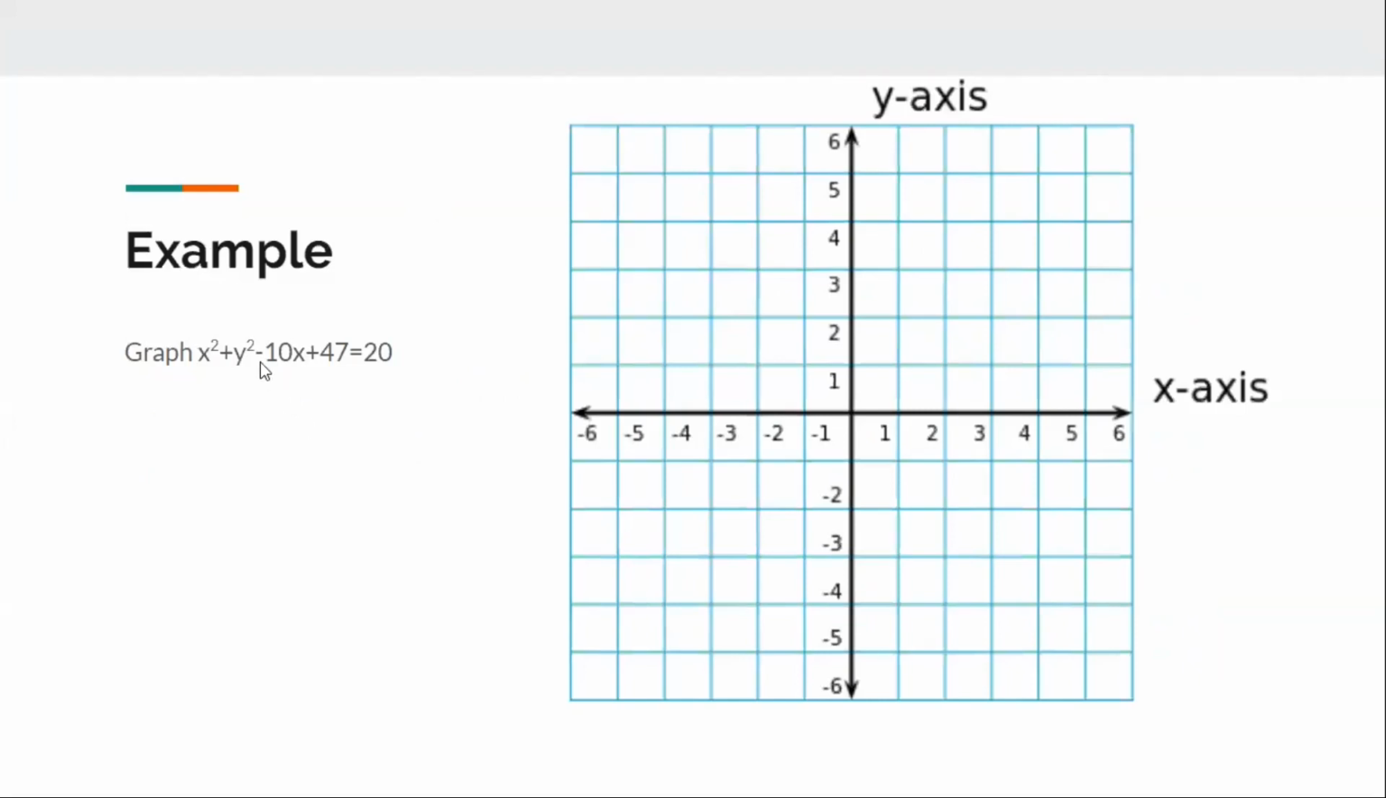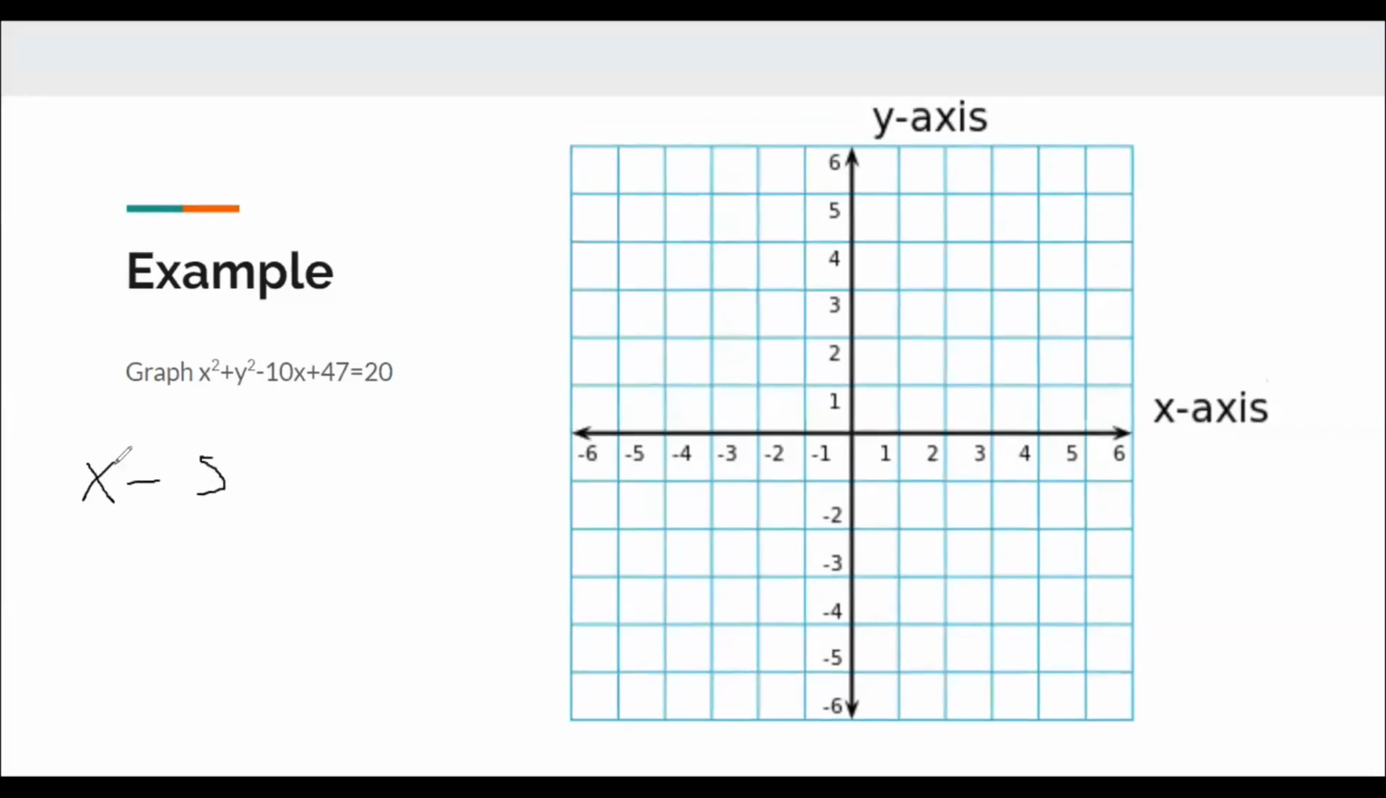Here's an example. Graph x squared plus y squared minus 10x plus 47 is equal to 20. This is going to be x minus 5. We can use completing the square, so it's going to be x minus 5 squared plus y squared is equal to negative 27 plus 25. Wait, I think this should be 45.